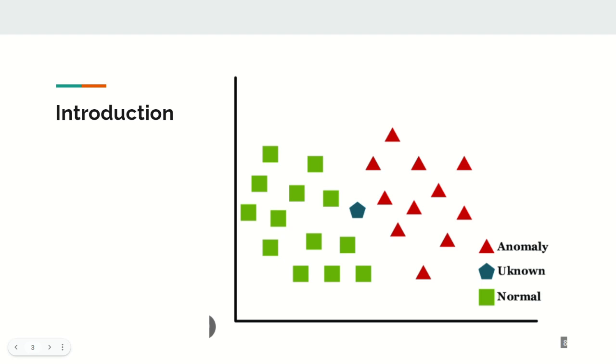Let's imagine that we have a couple of data set points scattered across a 2D space. Each point represents an observation and its position is determined by its features. Now let's say we have some labeled points here. We have red triangles as an anomaly, green squares as normal points, and one unknown pentagon. We want to classify this new data point, the unknown pentagon, based on its proximity to the other labeled data points. Now, what do I mean by proximity?